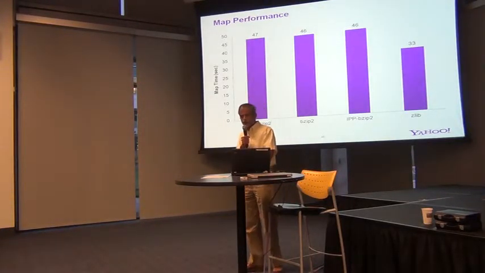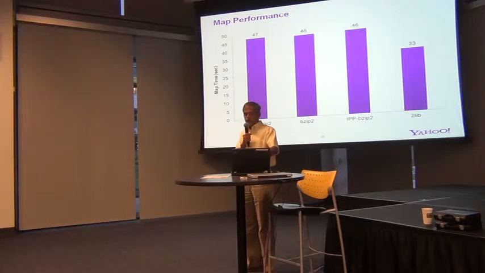Now this chart shows you how map performance pans out with the different bzip2 codecs. So we can see that the Java bzip2, regular bzip2, IPP bzip2 all do somewhat similarly, not very much different. The zlib is there just for comparison. We can see zlib does much better, but it doesn't compress as well.